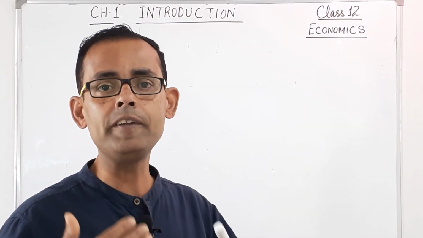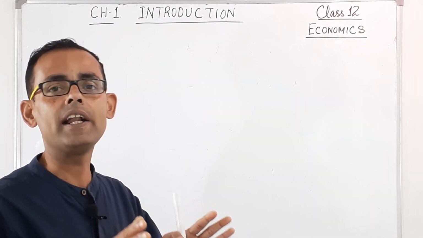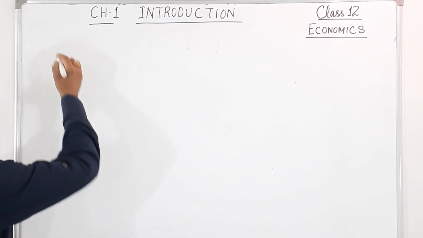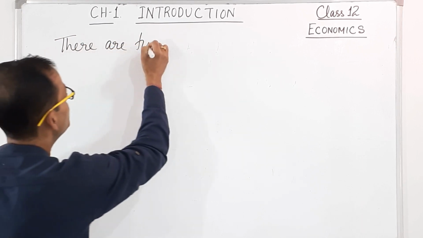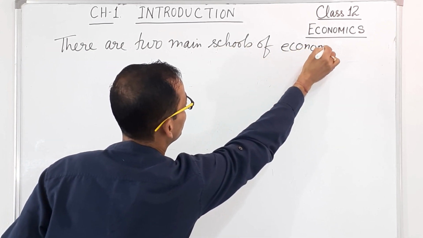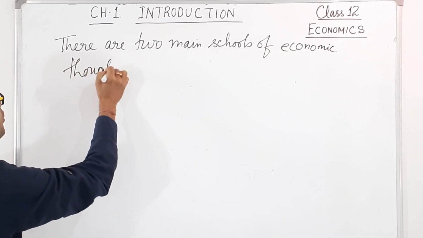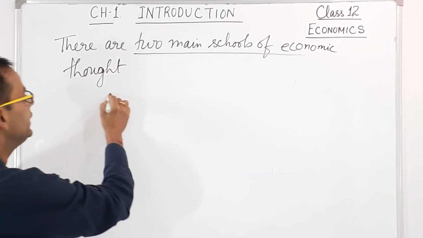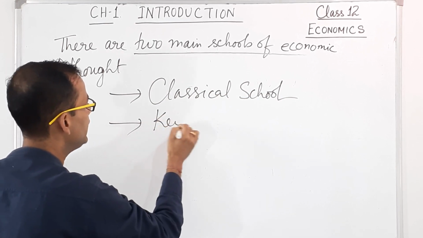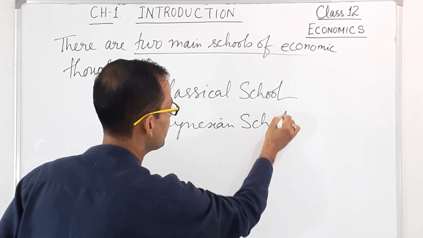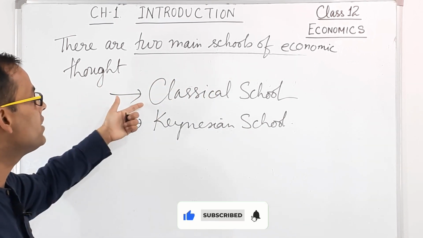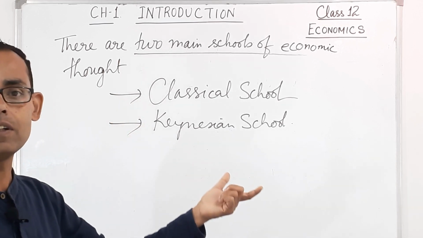Now before moving further, it is useful to understand some more concepts. What are those concepts? It is useful to understand that there are two main schools of economic thought. One is the classical school, and the other one is the Keynesian school. So before moving further, we must know that there are two main schools of economic thought. One is known as the classical school of thought, another one is the Keynesian school of thought.